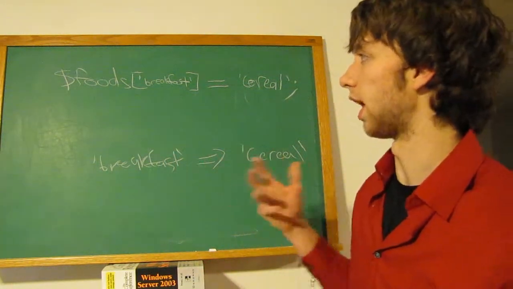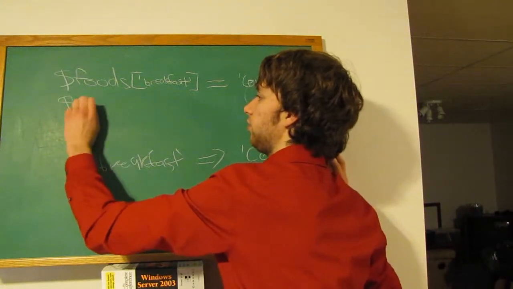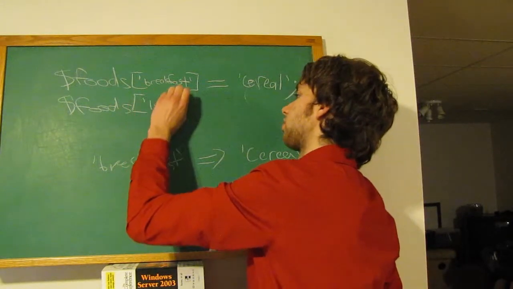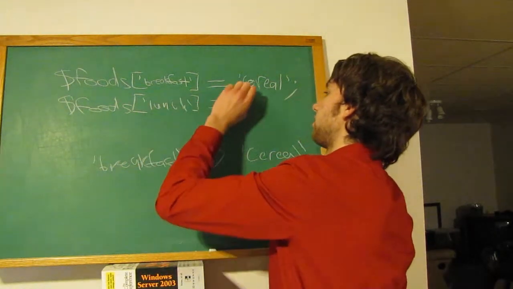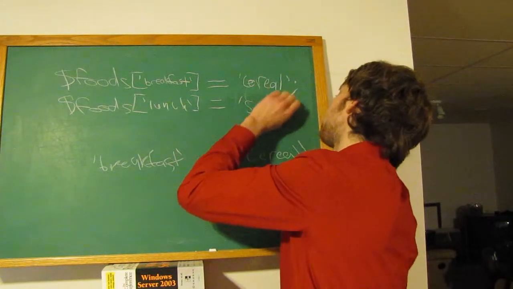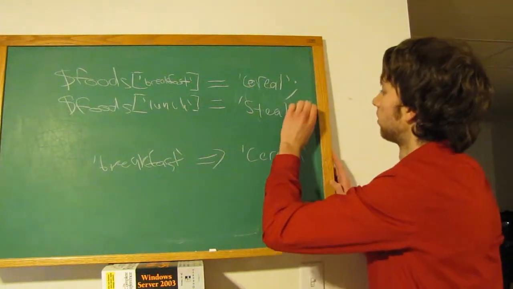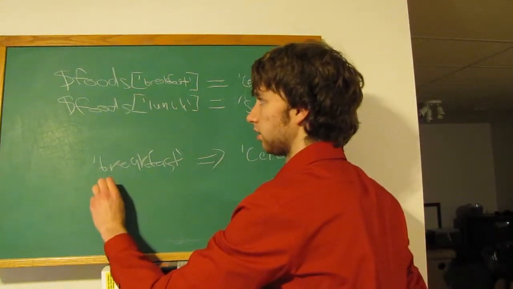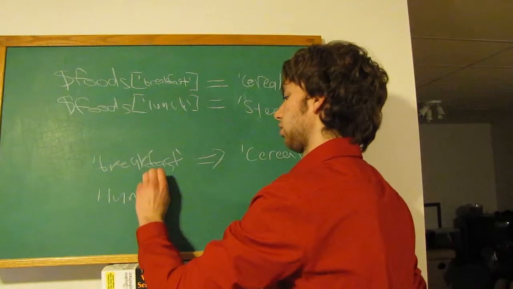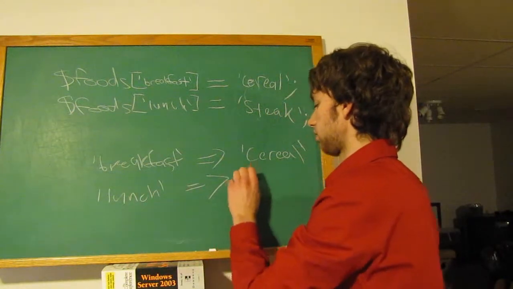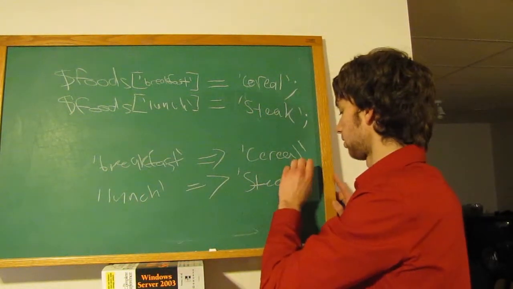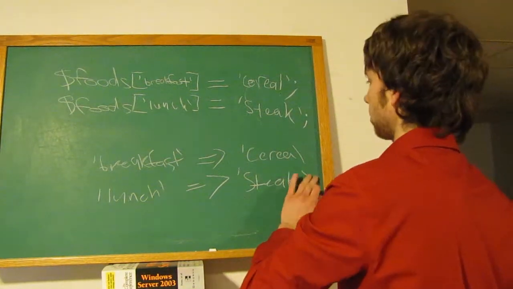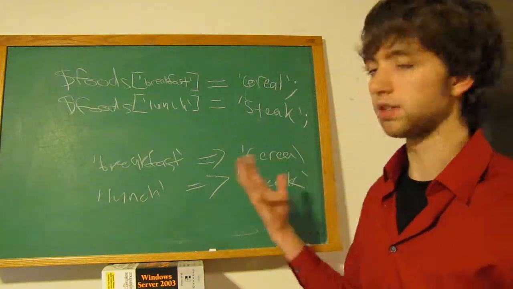So now you can add another one. Foods, and then within these square brackets you could say lunch, and then that's equal to steak. And then that is going to create a new element where lunch points to the value steak. Now I need to decide if I'm using single quotes or double quotes because I keep changing. Alright, so now this is what we have.